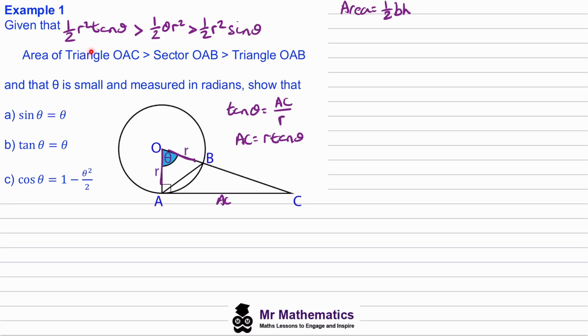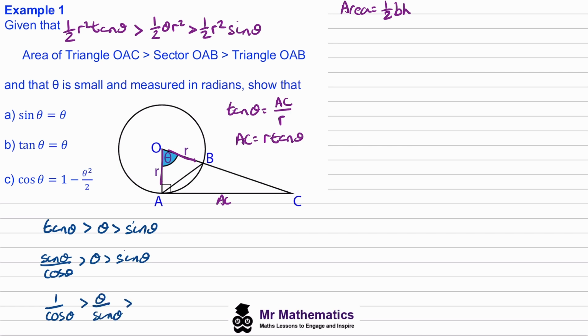Okay, so we've just worked out the area for each of these. And you can see we can factor out the 1/2 R squared from each term. So what we're left with is tan theta will be greater than theta will be greater than sine theta. Okay? What we want to show is that sine theta equals theta. Well, we know tan theta is the same as sine theta over cos theta. What we can do now is divide throughout by sine. That will cancel out this one and this one. So we'll get 1 over cos theta will be greater than theta over sine theta will be greater than 1.